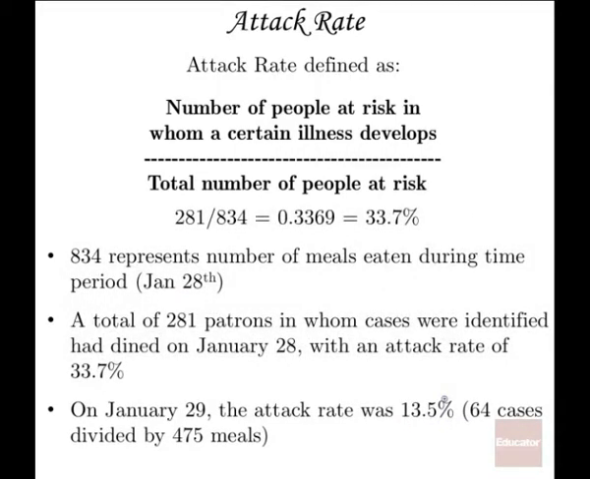So in terms of computing the attack rate, now remember, 281 was the number of people who became ill. What they did in the restaurant is, instead of using the denominator of people who actually visited the restaurant, they looked at the number of meals, and we're going to see the relevance of that later on. The number of meals in that case was actually high. It was 834, and if you divide the two, you get a 33.7% attack rate. And then, of course, the next day, the attack rate went down.